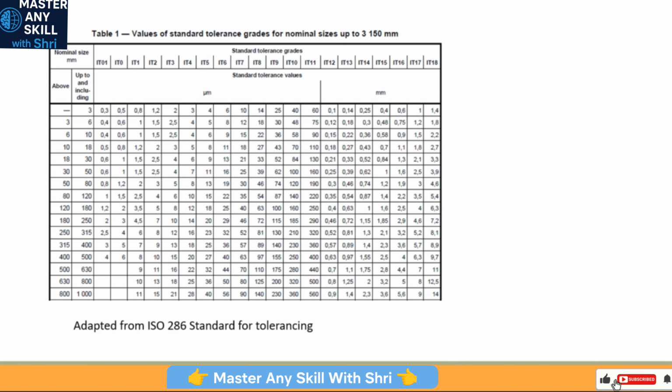Here is a snapshot of the tolerance grade table for the international tolerance grades from IT01 to IT18 for various ranges of nominal sizes. If you have, say, a nominal size of 50, then we need to look up to and including 50. For this, IT01 to IT18 varies from 0.6 micrometer, which is a very fine tolerance, till 3.9 millimeter. The unit here is micrometer. IT01 indicates gauge tolerances, while IT18 indicates very open tolerances associated with processes like casting and forging.